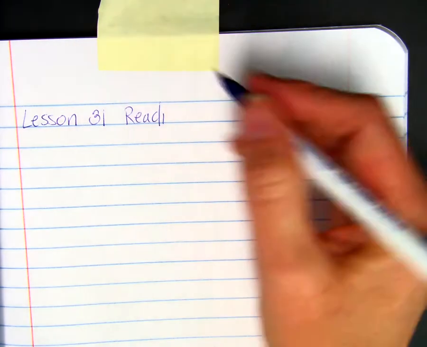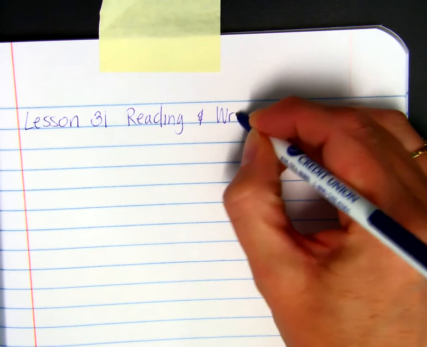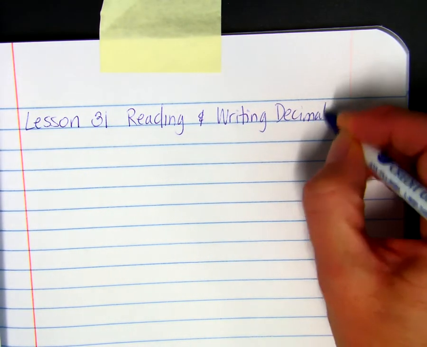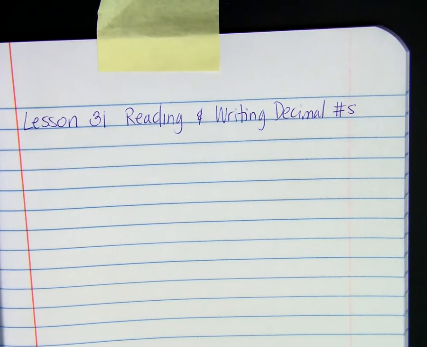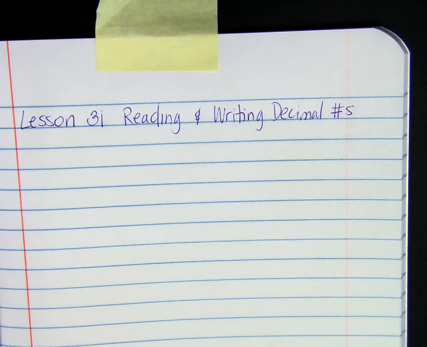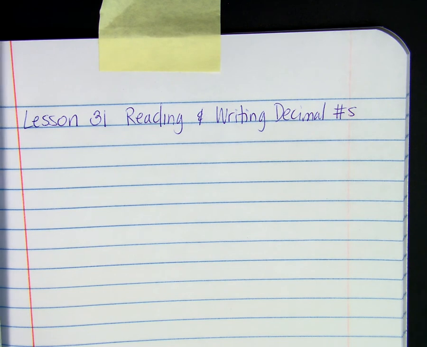Lesson 31, reading and writing decimal numbers. So we use fractions and percents to name parts of a whole.